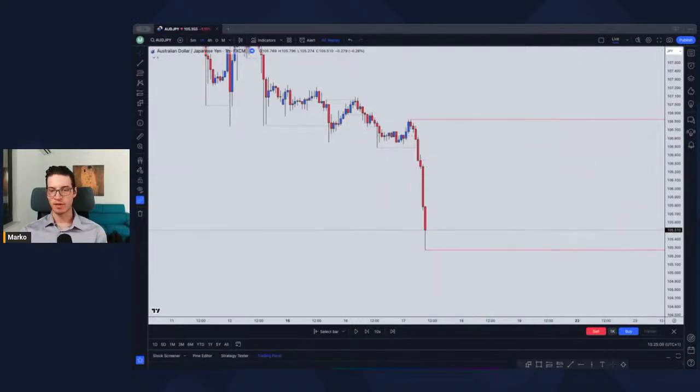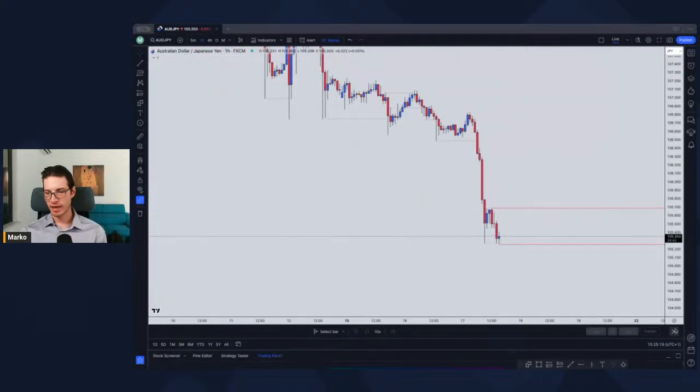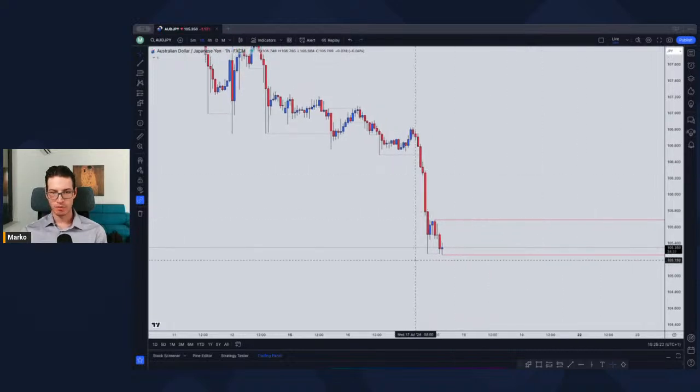It never happened. Okay, we never got that big shift to the upside. We never got a big bullish candle like this, unfortunately. Instead, we broke the low and we retraced. So we broke the low and retraced.